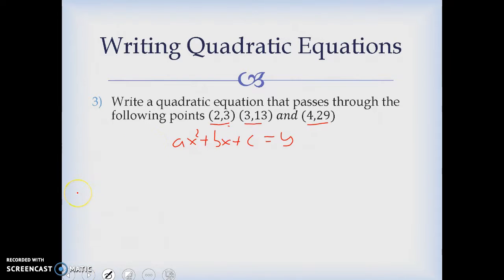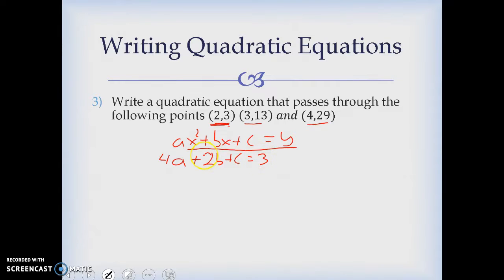So what I'm going to do then is take these 3 points and plug all 3 points in for my x's and y's. I need 3 values. I need the a, the b, and the c. And so if I take this first point where x is 2, I'm going to have a times x squared. Well, that's 2 squared. That's 4. So I'm going to call it 4a plus b times x. Well, that's b times 2. I'm going to call it 2b plus c equals the y value, which is 3.